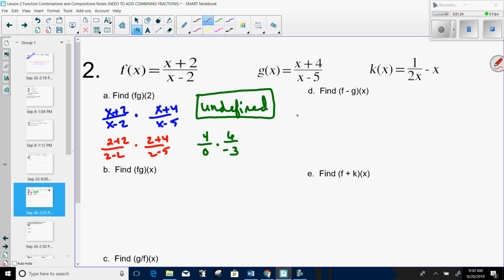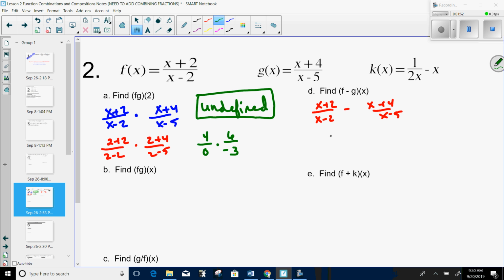Okay? The next one is f minus g. So we're going to take the f function, x plus 2 over x minus 2, and subtract g, which is x plus 4 over x minus 5. Now, in order to do subtraction of functions, there are 3 rules with fractions. When you multiply, you multiply straight across and reduce. When you divide, you multiply by the reciprocal, and when you add and subtract, you have to get common denominators.